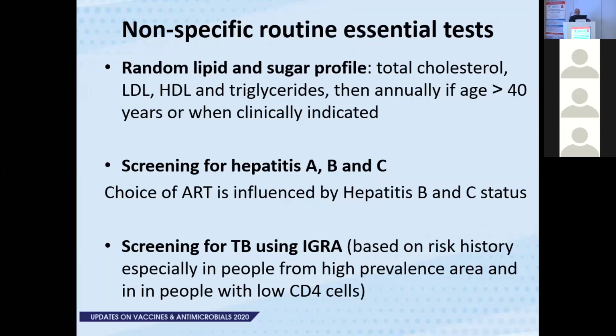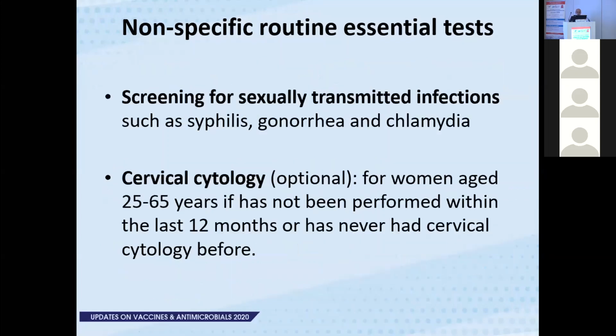Screening for TB using interferon gamma release assay is also necessary. We don't rely much on the Mantoux test. It might be negative. Even acid fast bacilli might be few, might not be detected in sputum samples of AIDS patients. So we use the IGRA, and the screening for TB is usually based on the risk history, especially in people from high prevalence areas and in people with low CD4 cells.